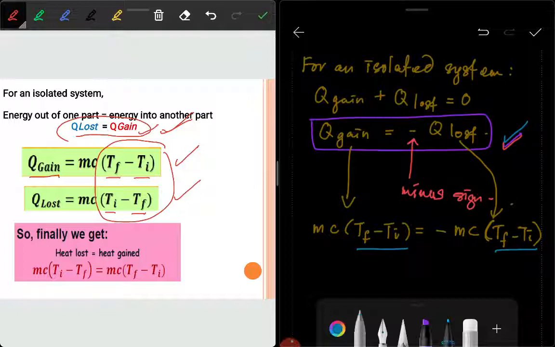But for those who want to use this other equation, you should remember that heat gain is final temperature minus initial temperature, and heat loss is initial temperature minus final temperature. That's the difference. So for me, I prefer to use this equation, heat gain is equal to minus heat loss, because I don't have to remember about the difference in temperature, because the difference in temperature is always final minus initial temperature for gain and loss. Okay, hope you are clear about this one.